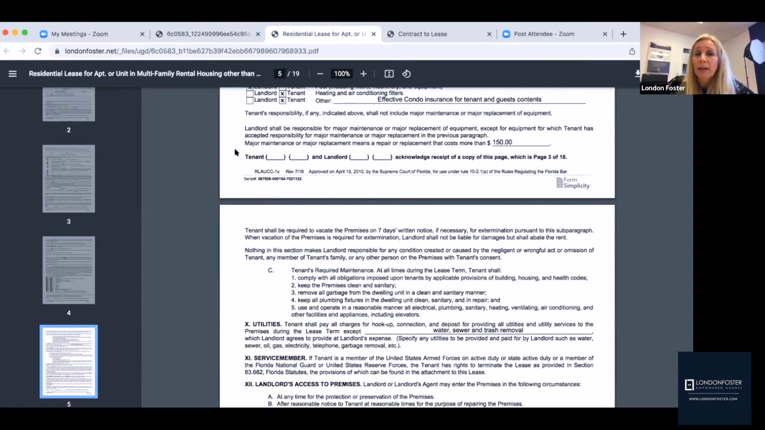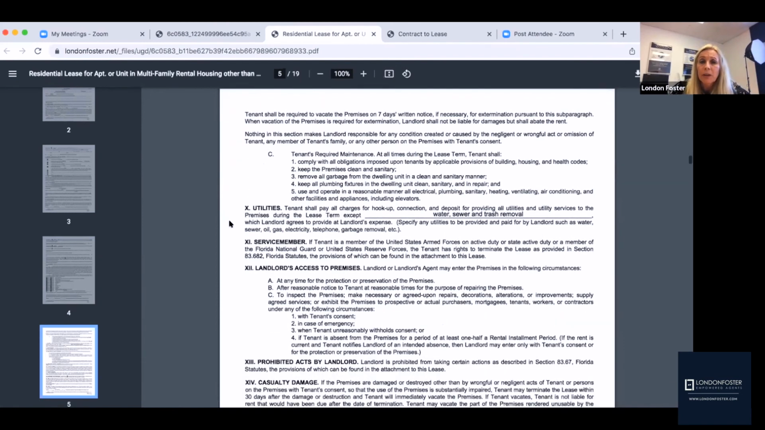for that service call. I suggest too that owners get some kind of service policy with a company that they just pay monthly or annually for the large appliances. If there's any issue, you can find online, and also on our vendors at londonfoster.net. There may be some companies on there that do appliance maintenance policies. So you may want to check that out for the owner.